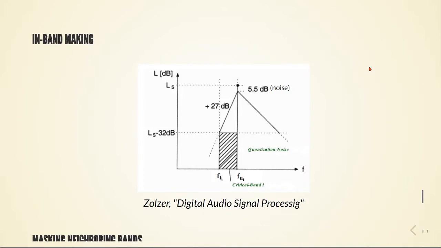Masking at the upper frequency Fu of I in the critical band I is responsible for masking the quantization noise with approximately 32 dB using the lower masking threshold that decreases 27 dB per bar. The upper slope has a steepness which depends on the sound pressure level, and this steepness is lower than the steepness of the lower slope.